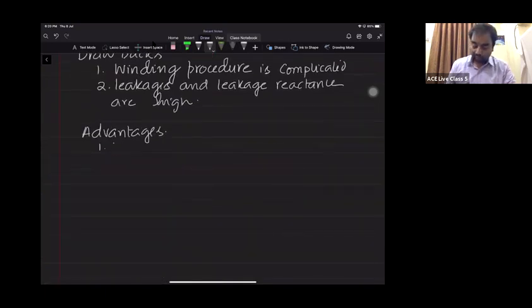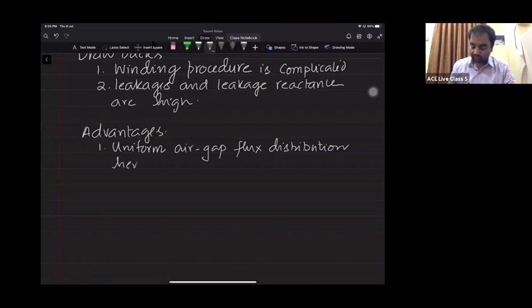Right. So uniform air gap, uniform flux distribution, and hence harmonic torques are almost absent.